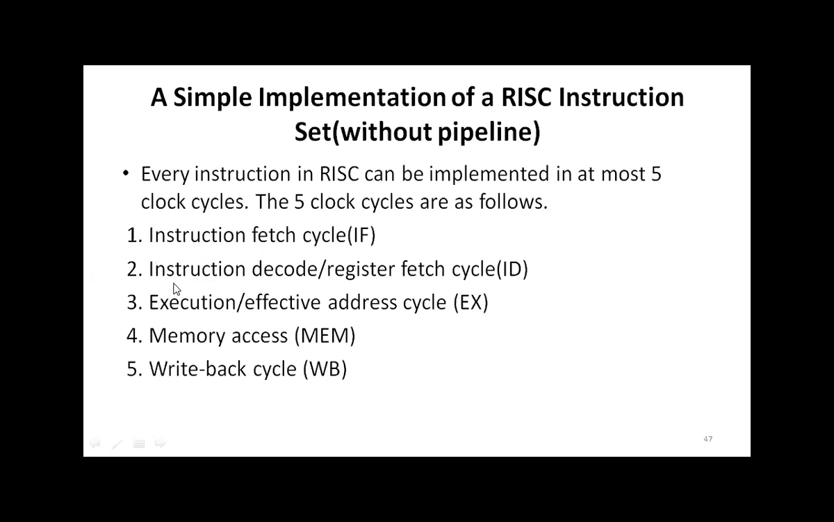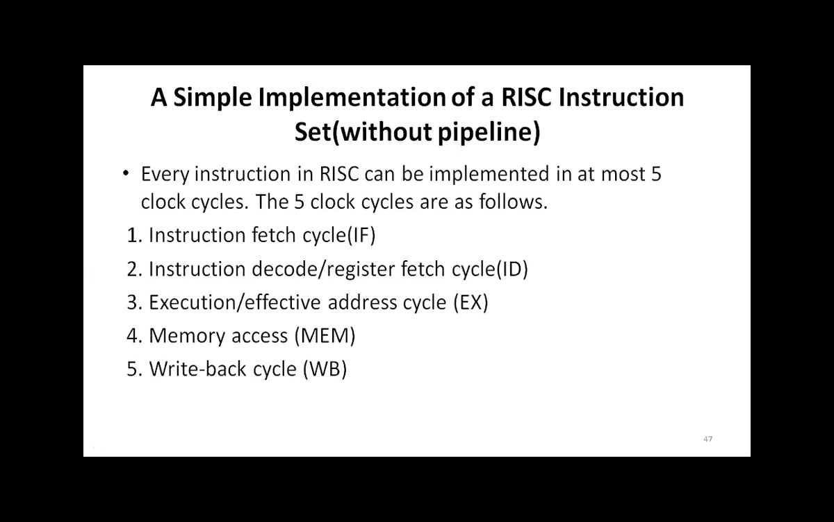The second stage is the instruction decode slash register fetch cycle. Here two things are done. The instruction is decoded and the register is read. The instruction is decoded, that means what operation is to be done is determined here based on the opcode value of the instruction. And after that, you need to fetch the operand.